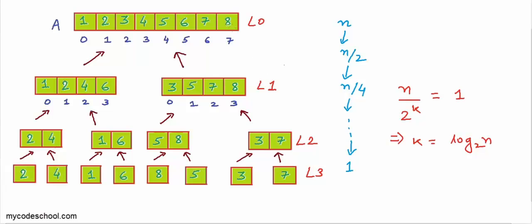8 elements are there at level 0, and there are 4 plus 4, 8 at level 1, and there are 2 into 4, 8 at level 2, and so on. For this example, n is 8, log n would be 3, so we take 3 steps. We have L1, L2 and L3.